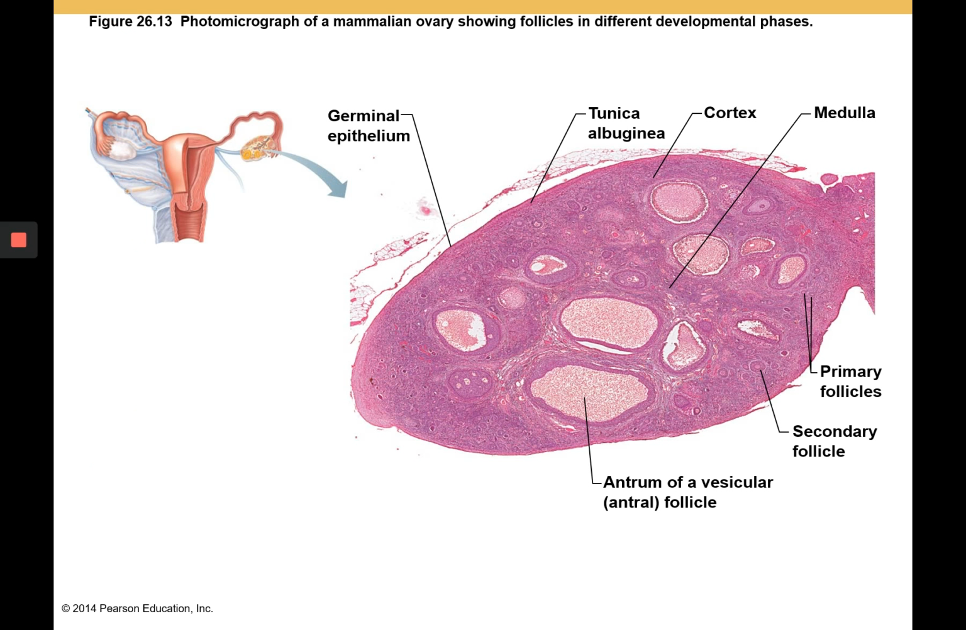Here is a cross-section of an ovary. We can see that the cortex is on the outside, the medulla is on the inside, but we have follicles both on the outside and on the inside. So again, those areas are going to be really poorly defined.